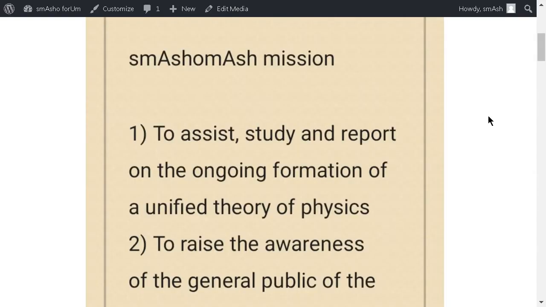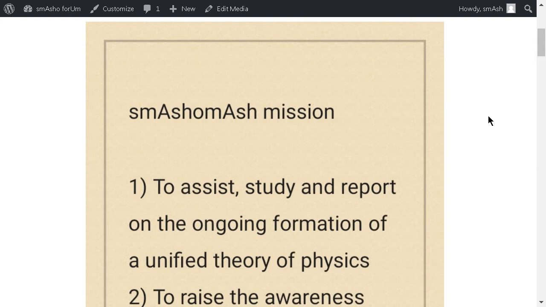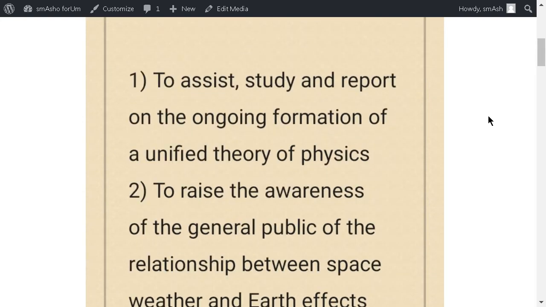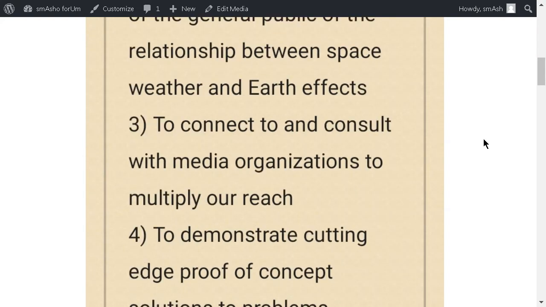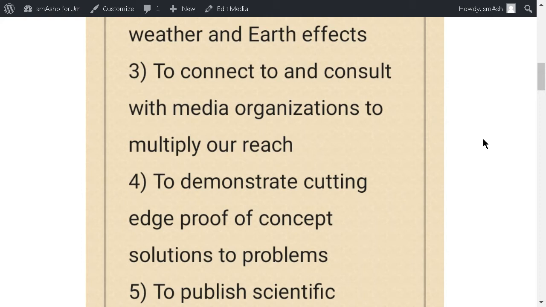Talk about the Smasho mission real quick. We have started smashomash.org. The mission is to assist, study, and report on an ongoing formation of a unified theory of physics. Welcome to the Neo-Renaissance, folks. Physics, and indeed astrophysics, is getting rewritten before your very eyes. Also to raise the awareness of the general public of the relationship between space weather and Earth effects. Also to connect and consult with media organizations to multiply our reach. As you can probably tell, all of these things are intertwined.